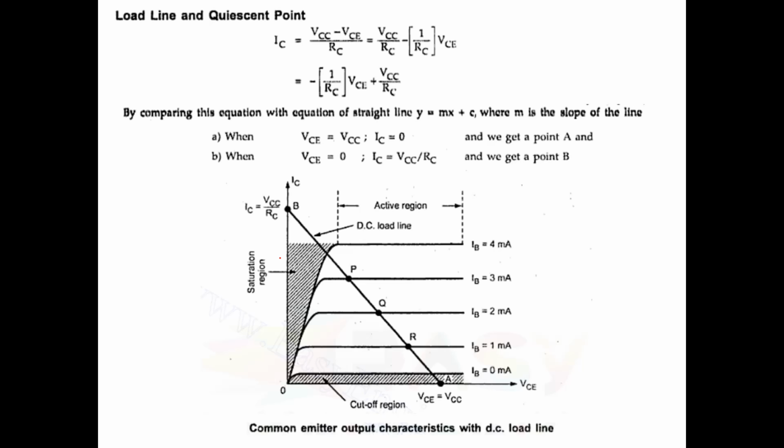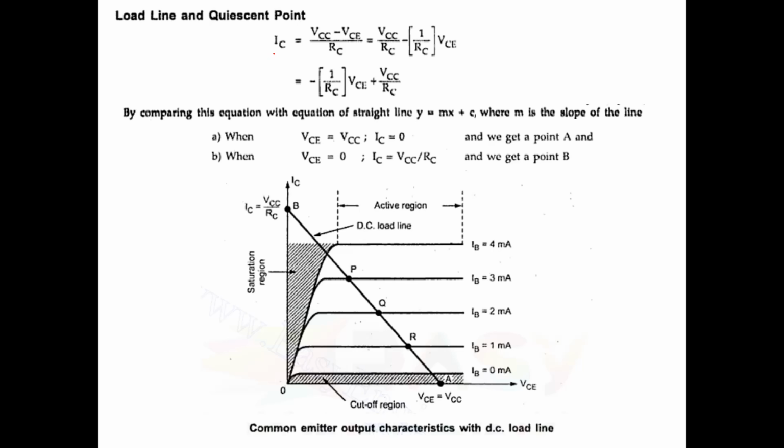Then how do you say IB is constant? It means you are applying a DC input to the base to emitter terminal. That you should remember. Because if you are not applying DC, IB is also going to change. But since you are applying DC, you have a constant base current. It may be 0 milliamps, 1 milliamp, 2 milliamp, 3 milliamp or 4 milliamp, something like that. Then you can write this.